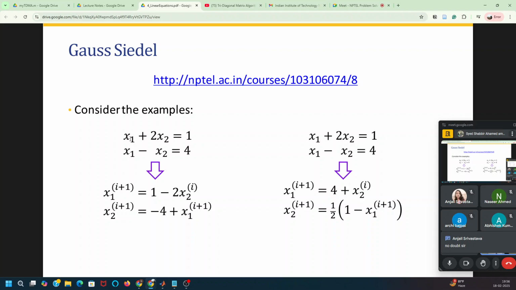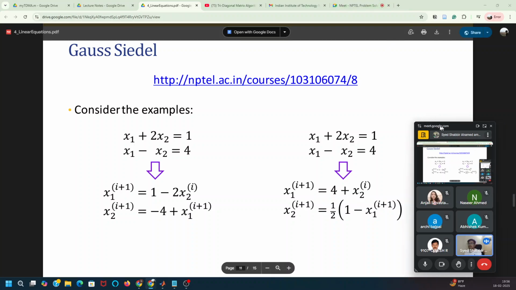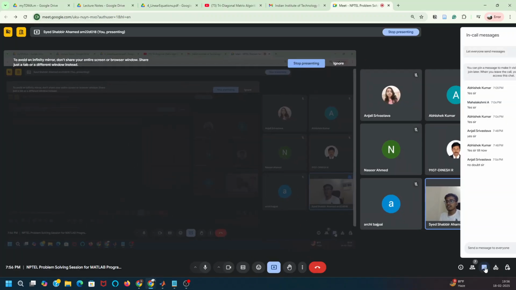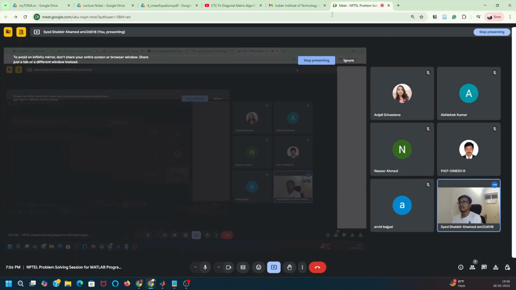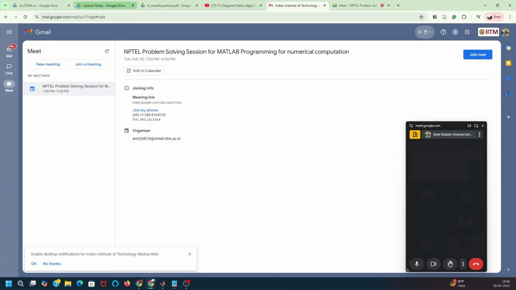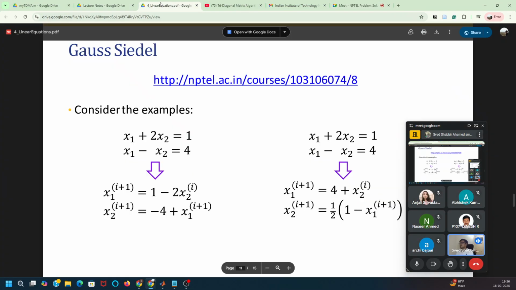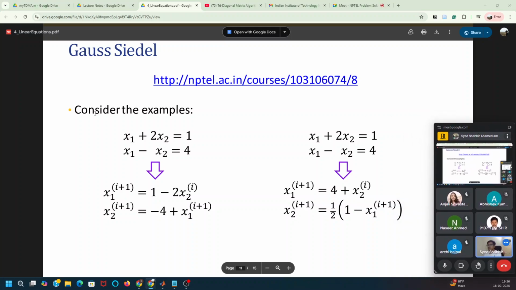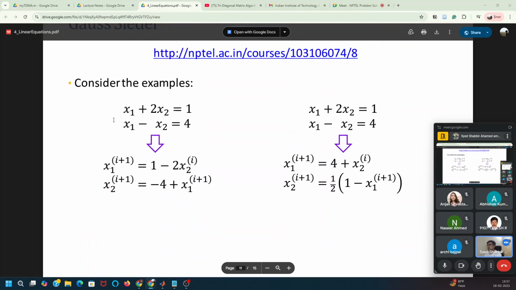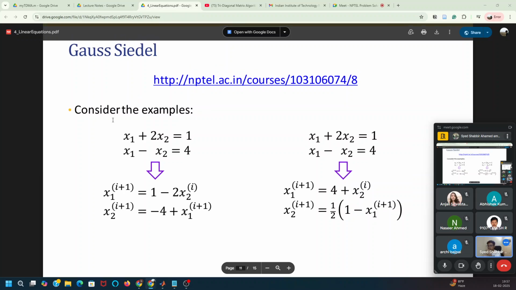So again, you can read the textbook which I'll share in the course materials, or you can also go through this computational techniques course which was taken by the Professor. In that there are various examples discussed.